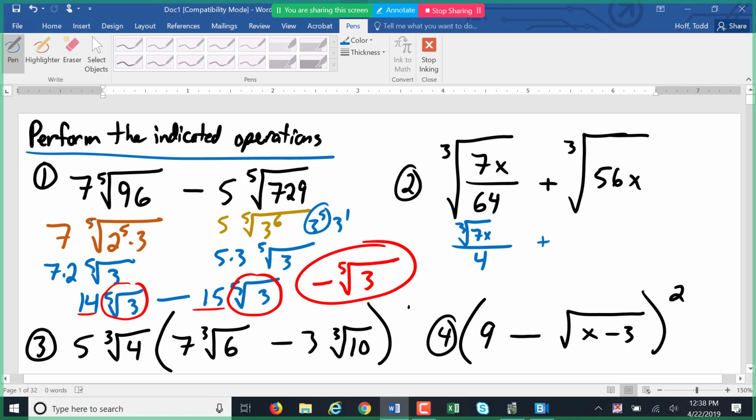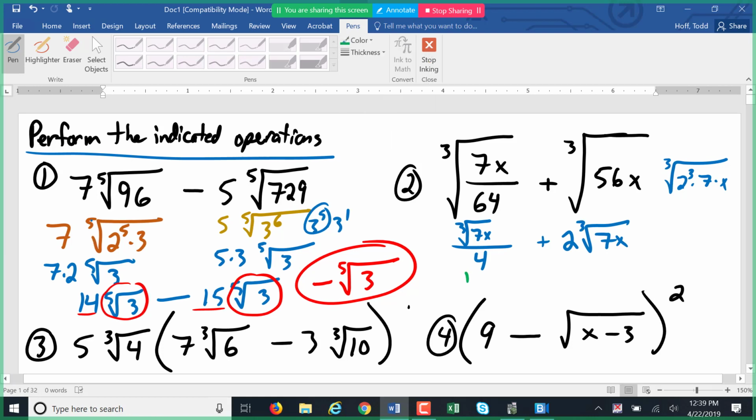This one over here, I'm going to split up 56. Oops, that's not going to work out, is it? Yeah, it is. 56 is 2 to the power of 3 times 7 times x. So I can factor out that 2 to the third with the third root to get a 2 out front. That's 2 times the third root of 7x.